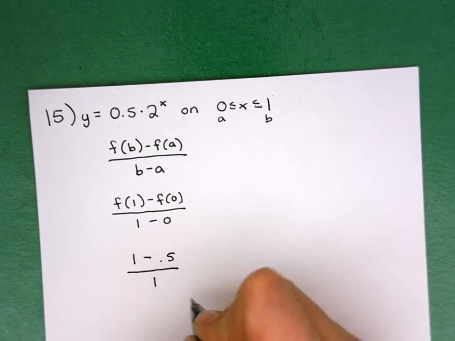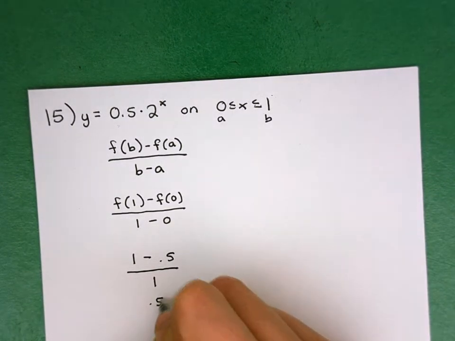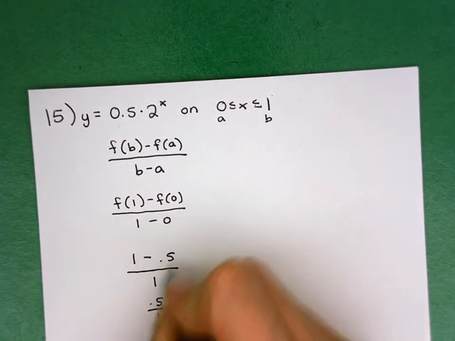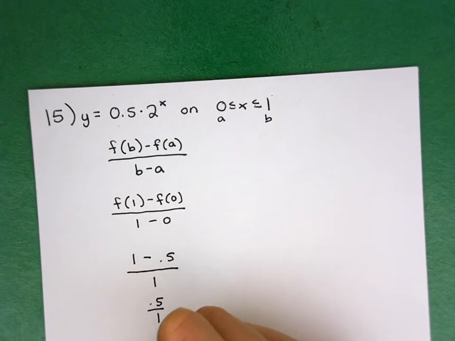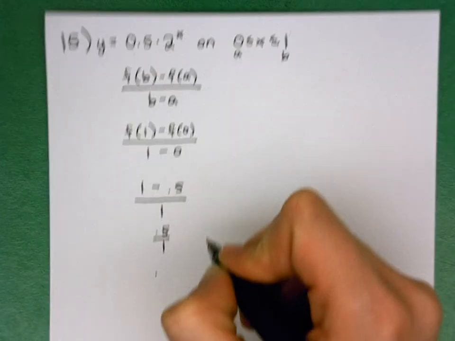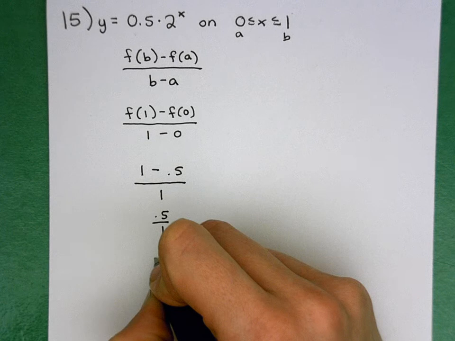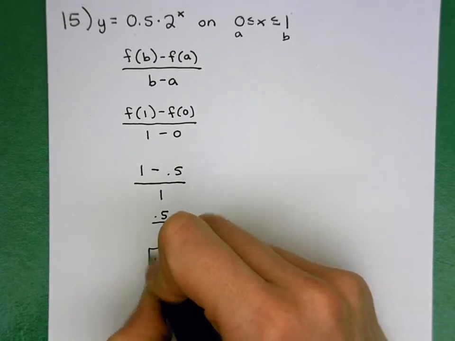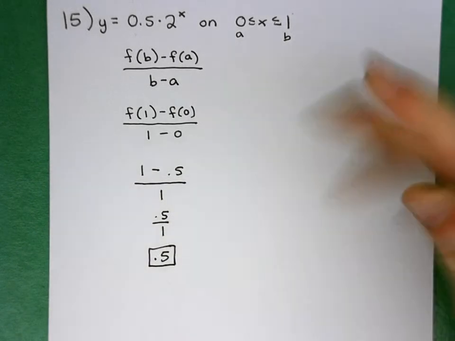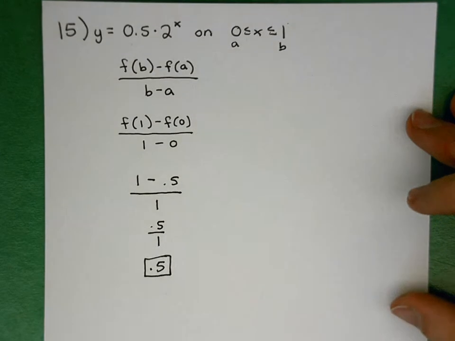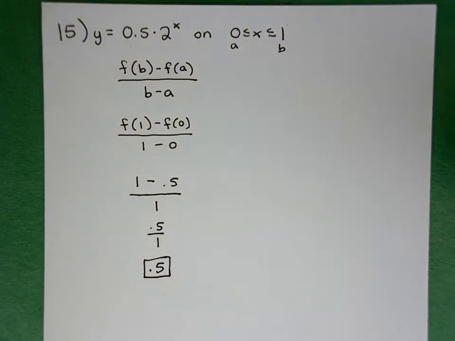And 1 minus 0.5 is 0.5, still divided by 1, and 0.5 divided by 1 is 0.5. So that is our average rate of change of this equation on the interval 0 to 1. And there's my answer.